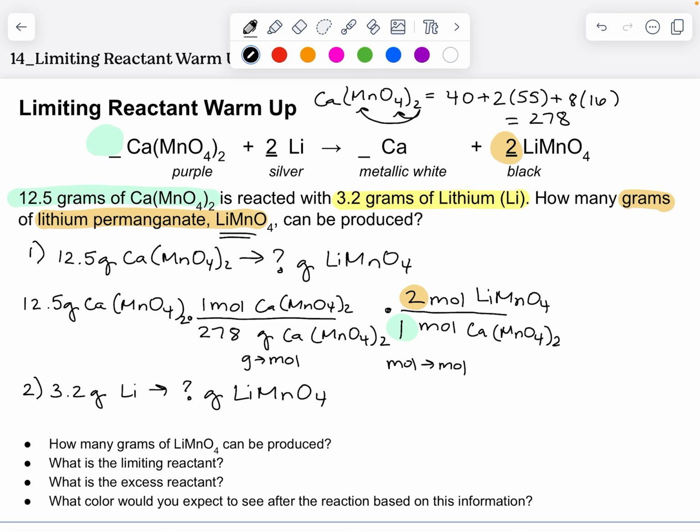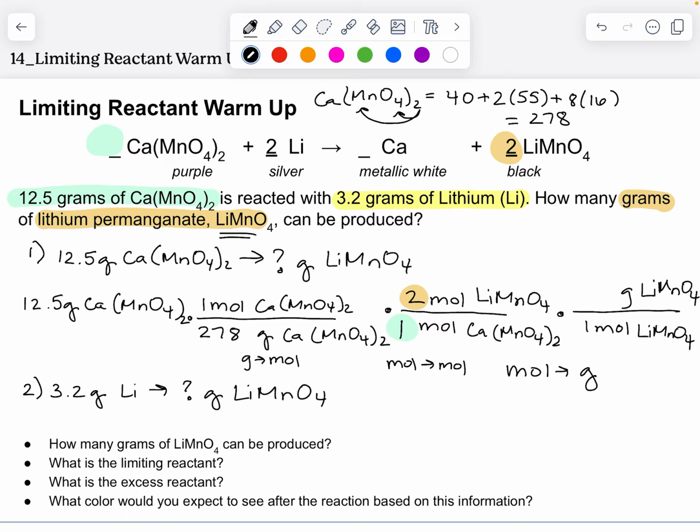Once we're at moles of lithium permanganate, now we can go moles to grams using that same 1 mole is molar mass conversion factor. I want to get rid of moles of lithium permanganate, so that means that 1 mole of lithium permanganate is going to go on the bottom, and then the molar mass in grams is going to go on the top.